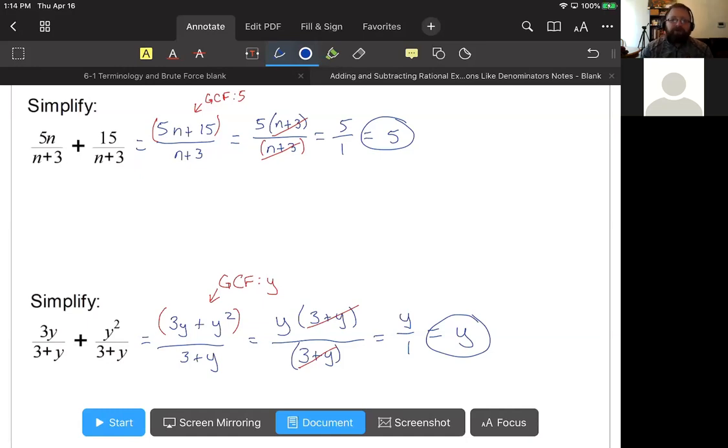Now, Tuesday next week, we'll discuss how to add and subtract when the denominators are not the same.